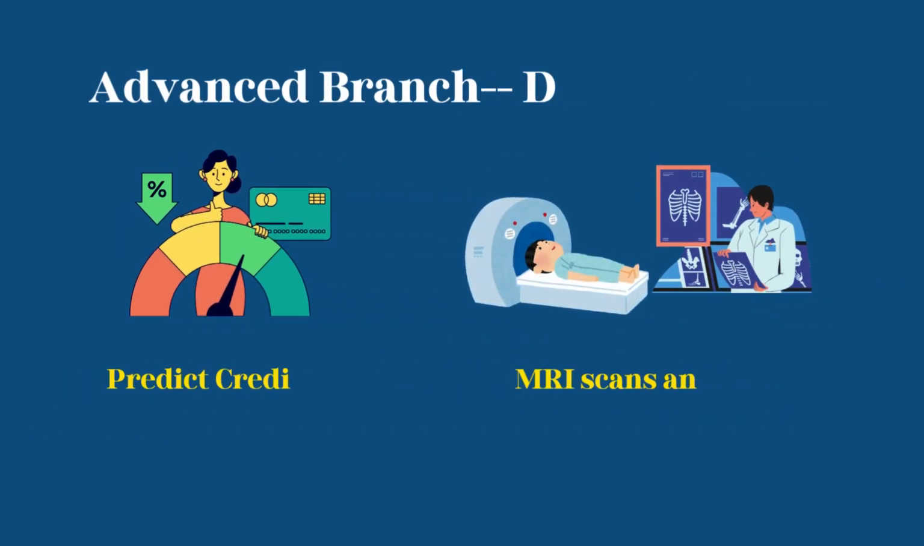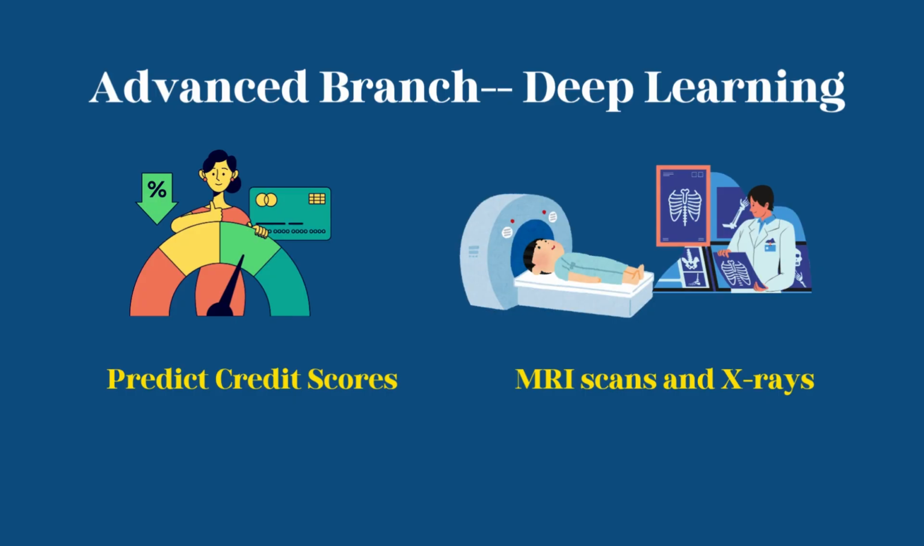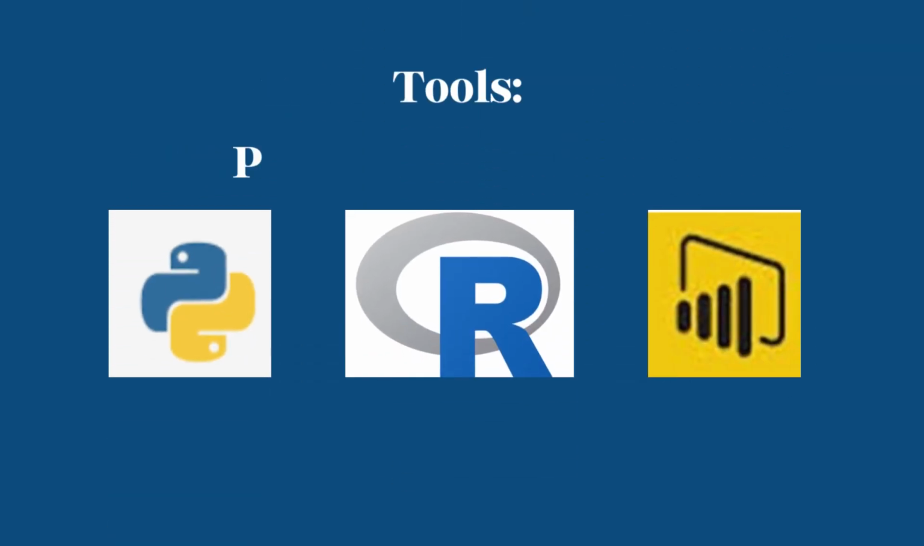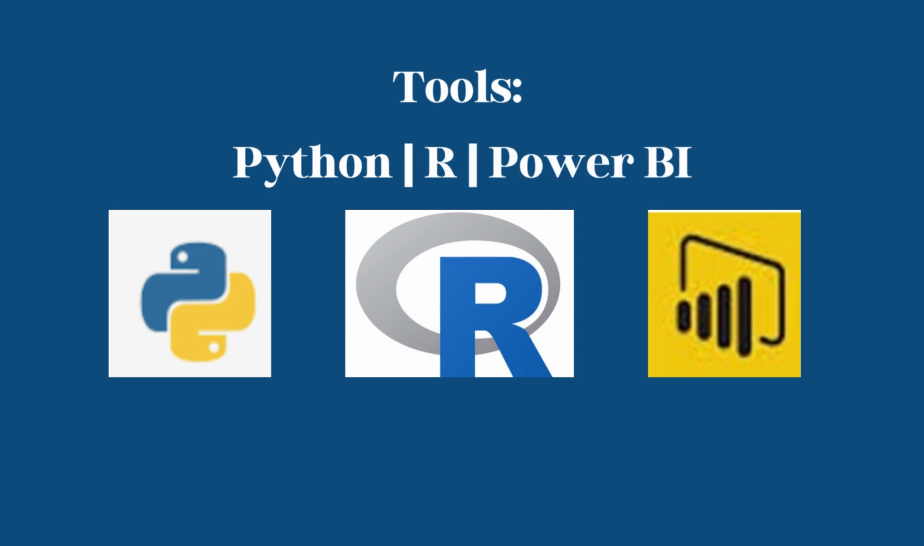A more advanced branch of predictive analytics is deep learning, which mimics human decision making through neural networks. For instance, in finance, deep learning can predict credit scores more accurately by considering multiple social and environmental factors. In healthcare, it can analyze MRI scans and X-rays to help doctors detect diseases early. The most popular tools for predictive analytics include Python with libraries like Pandas, Scikit-learn, and TensorFlow, as well as R and even Power BI, which now includes built-in forecasting capabilities.